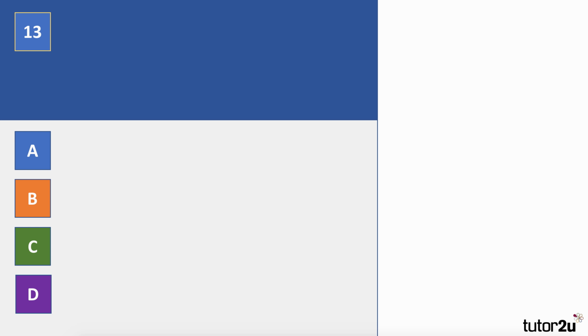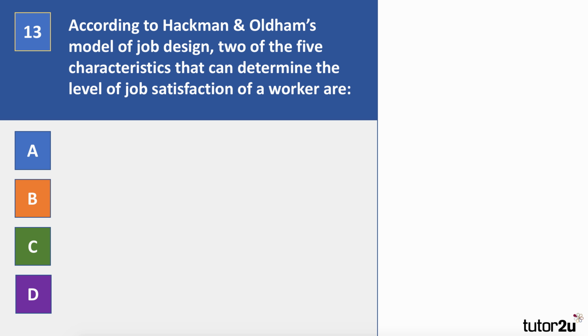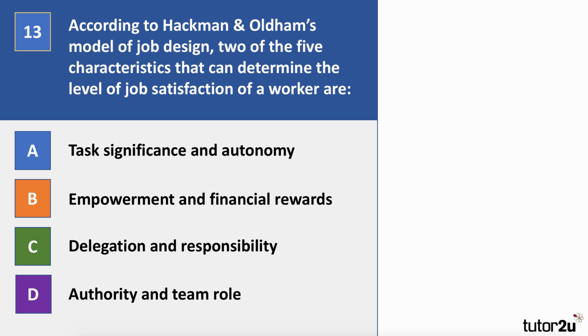Question 13. Almost there. Let's have a look at this one. According to Hackman and Oldham's model of job design, 2 of the 5 characteristics that can determine the level of job satisfaction of a worker are what? Here are the possible answers. Make your choice now. Pause the video and then start when you're ready.